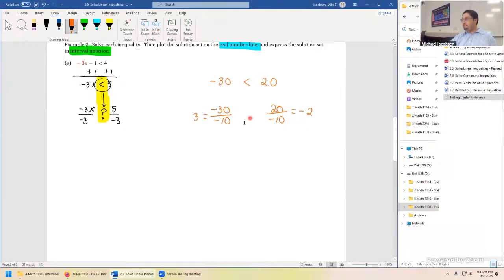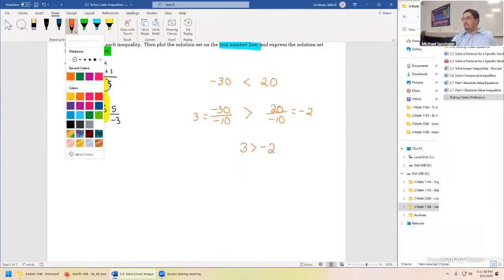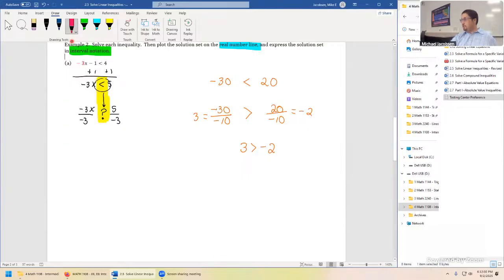And notice something has happened. If I put a less than symbol in the middle, it's not true, because 3 is bigger than negative 2. So this actually flips signs out of nowhere. And that's the thing we have to be really mindful of. Let's make a note out of this.